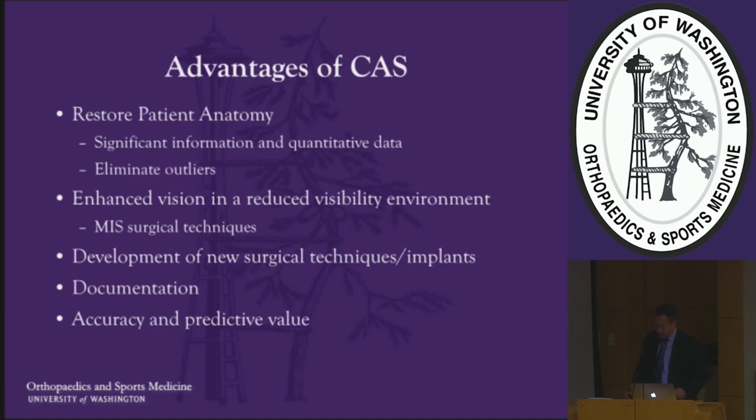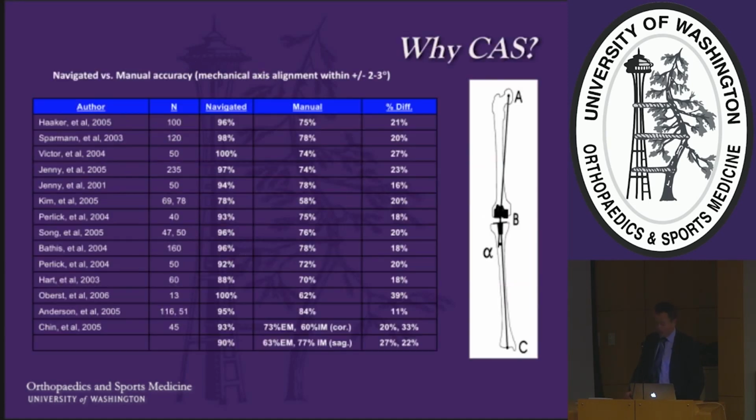So the declared advantages of computer-assisted surgery are the following. It restores patient anatomy. It enhances vision in a reduced visibility environment. It can address deformity and so on and so forth. And it presumably gives you some advantages in terms of accuracy. And I'm not going to necessarily argue with that because the data is actually fairly clear that navigation does in fact provide better alignment, at least in the frontal plane, than manually performed procedures.